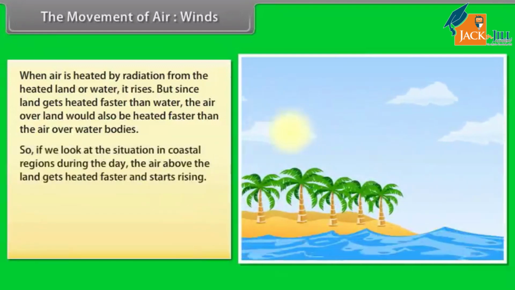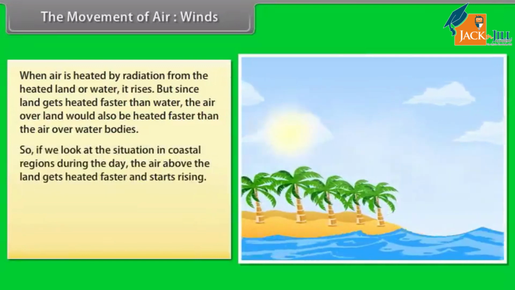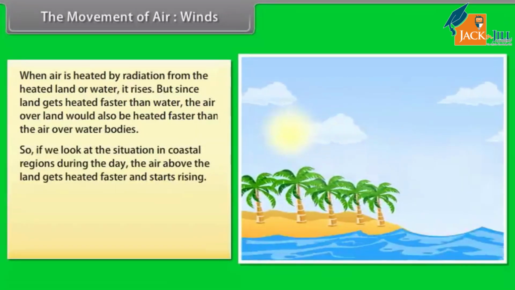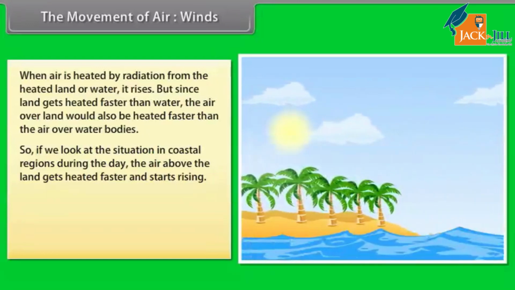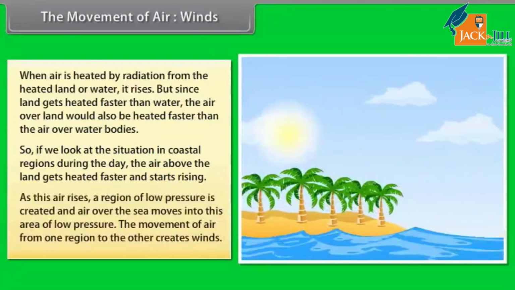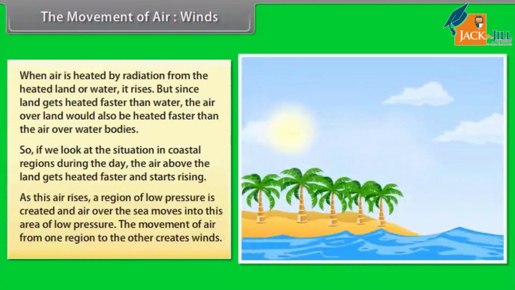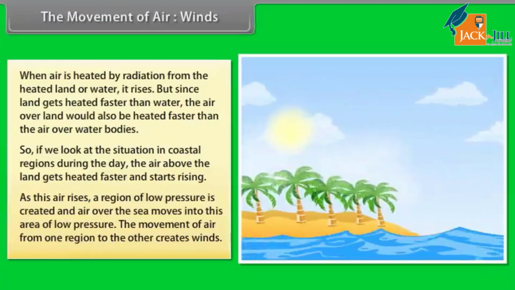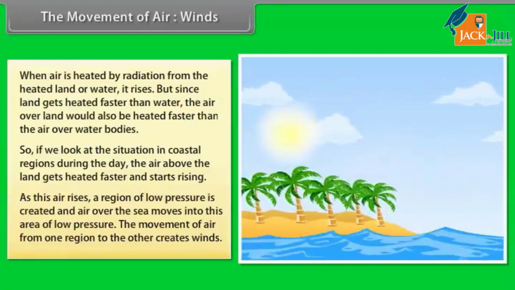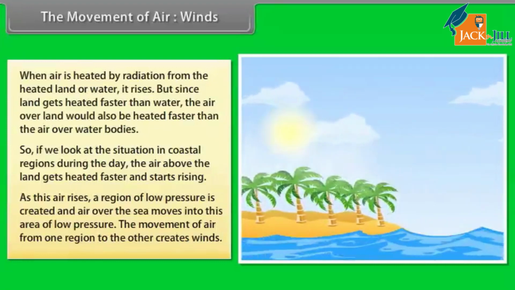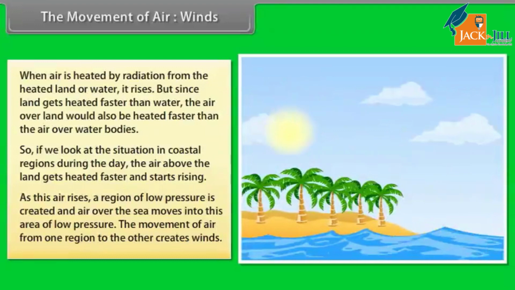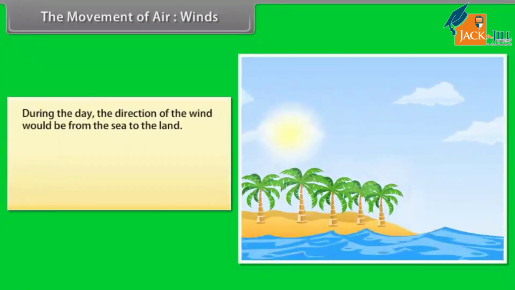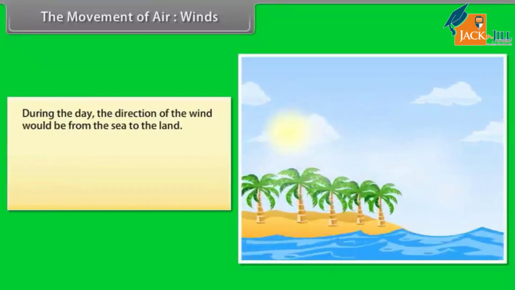So, if we look at the situation in coastal regions during the day, the air above the land gets heated faster and starts rising. As this air rises, a region of low pressure is created and air over the sea moves into this area of low pressure. The movement of air from one region to the other creates winds. During the day, the direction of the wind would be from the sea to the land.